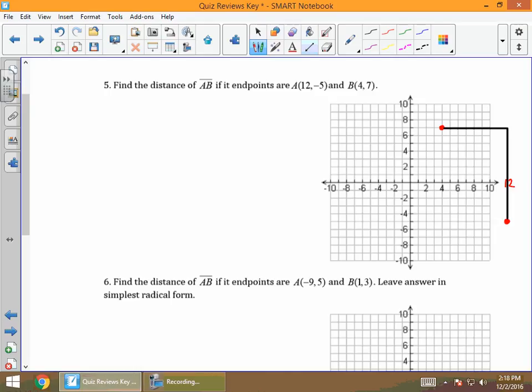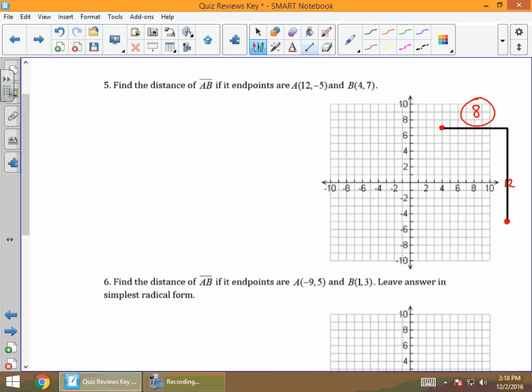Well, this value right here is 4, and I'm going from 4 all the way over to 12. So I'm trying to find this distance up here. How far is it from 4 to 12? You have 5, 6, 7, 8, 9, 10, 11, 12. So that is 8 units long.